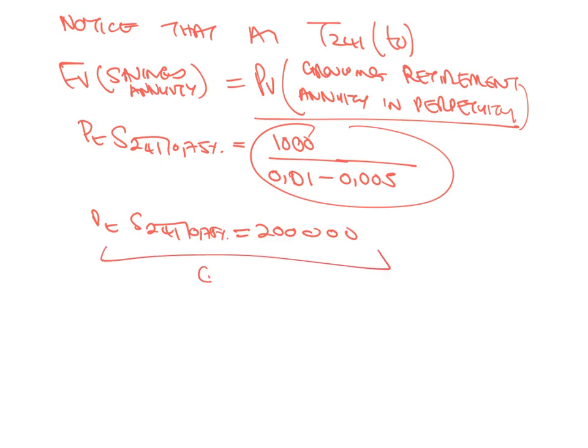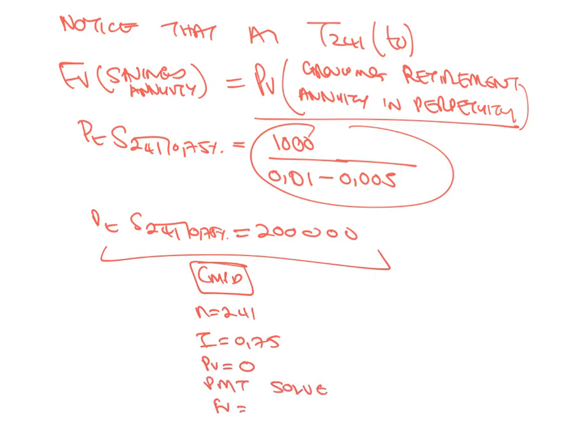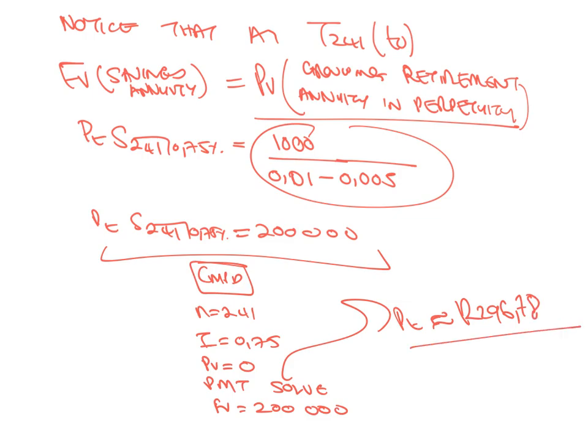So if you go to the compound function on your calculator and take n equal to 241, I equal to 0.75, the present value is 0, the payment is what I'm solving for, and the future value is equal to 200,000, you should get the payment to be approximately 296 Rand 78. So what is this amount? That is the deposit this man needs to make from his 30th to his 50th birthday in order to guarantee that he gets a monthly income of 1,000 Rand that grows at a rate of 0.5% per month in perpetuity when he retires.